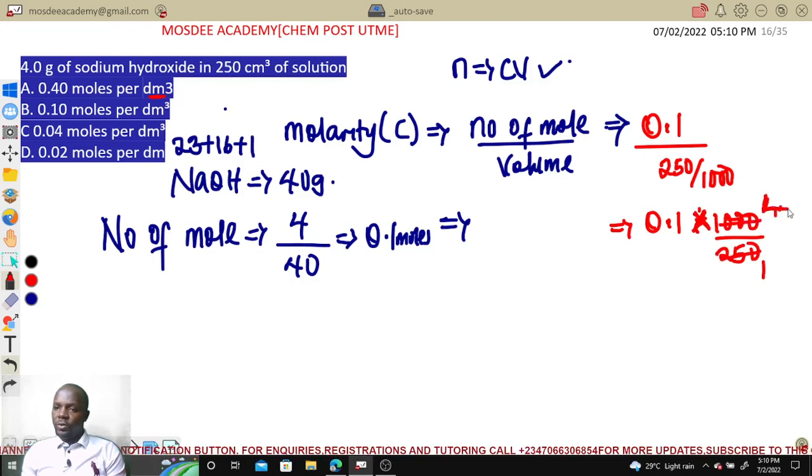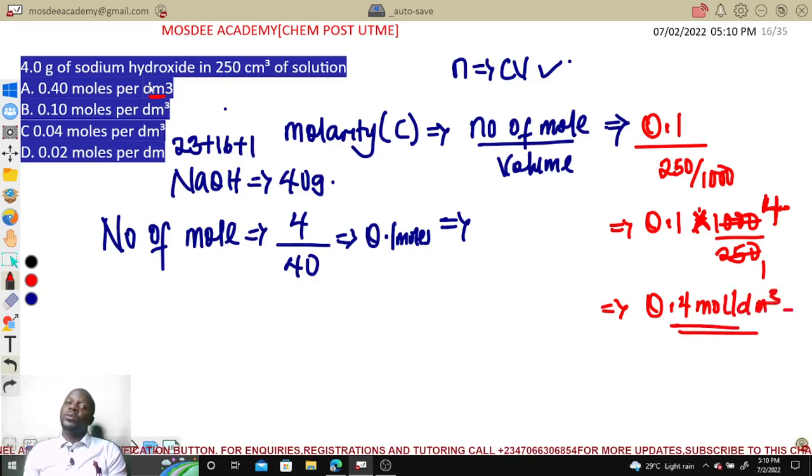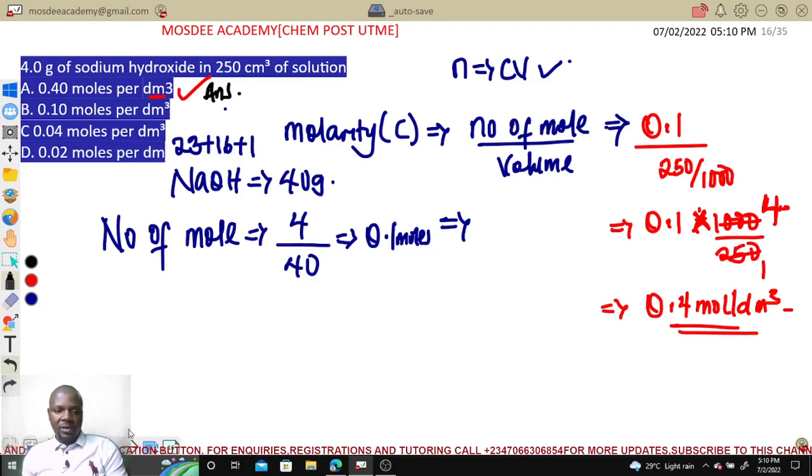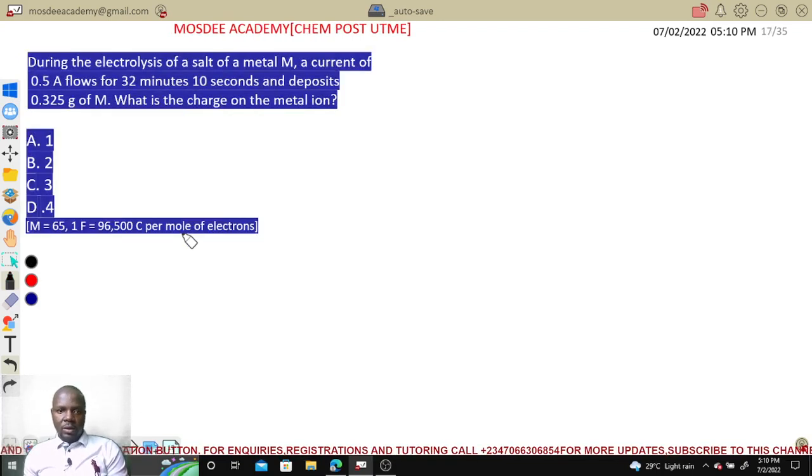4 times 0.1, that is 0.4 moles per dm cube. So that's the concentration, which is what the question wants us to calculate. And that's the answer to that question. So this is the answer to it. I hope you guys are getting this. The next is question 17.